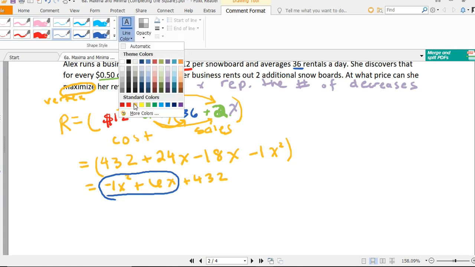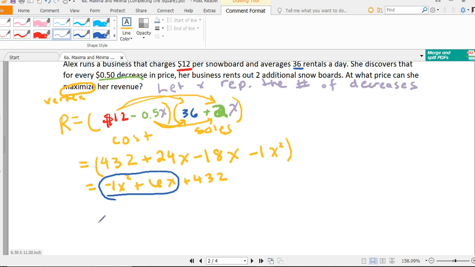I'm going to do a bunch of steps in one shot. First I'm going to factor out the negative 1, which means I get x squared, negative 6x. Why is it negative? Because 6 divided by negative 1. And I'm going to leave a bunch of space, and then plus 432.